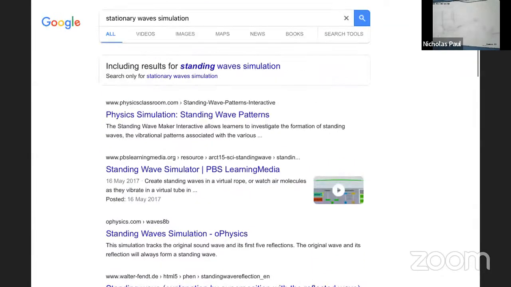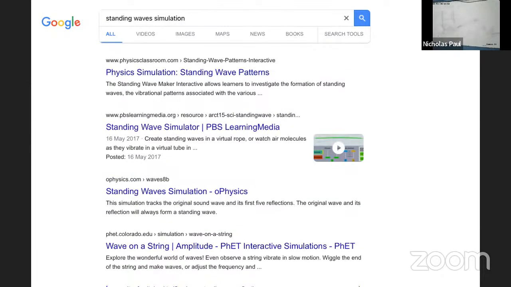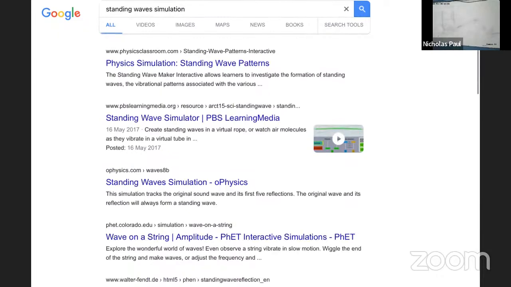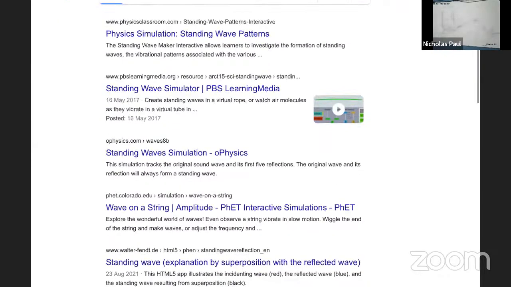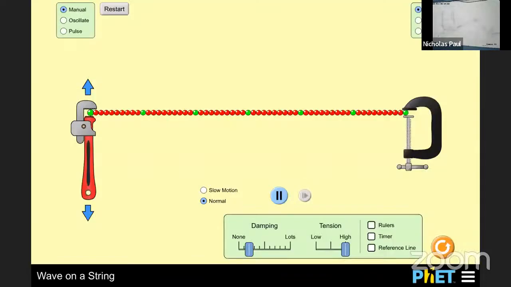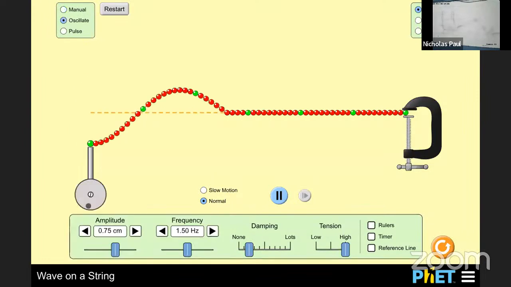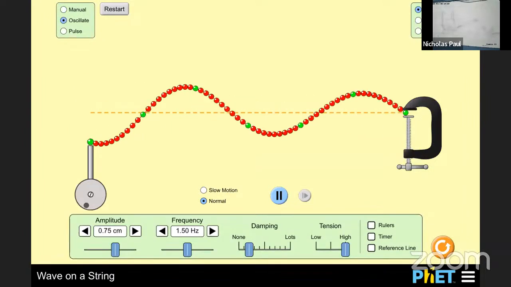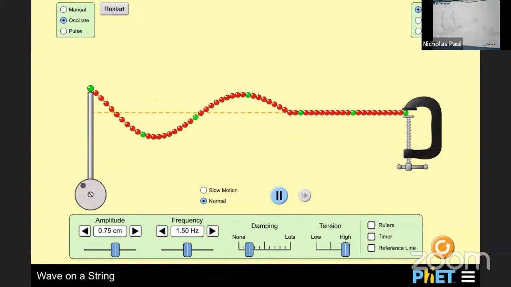Hold on, I'm not seeing it. All right, standing waves, right? That's what they call it, standing waves. All right, so look here. If you take a look at this simulation, what you will see, right, we're going to make it oscillate. Hold on.